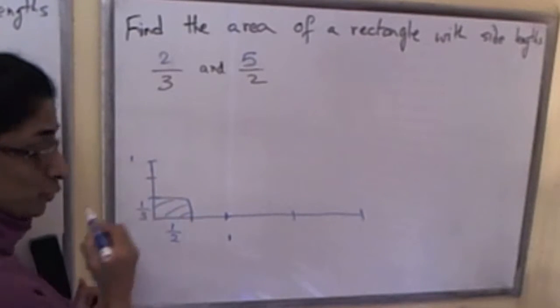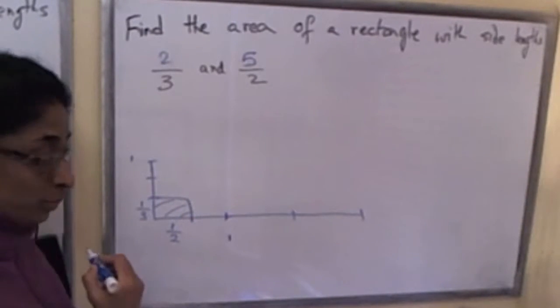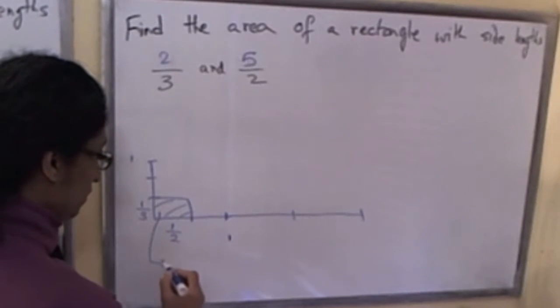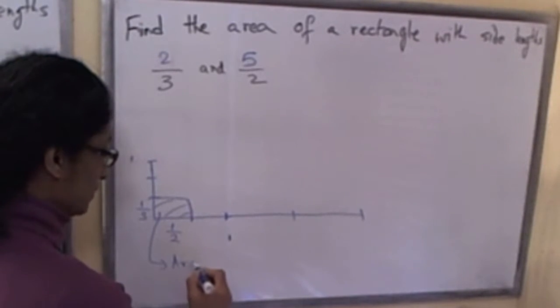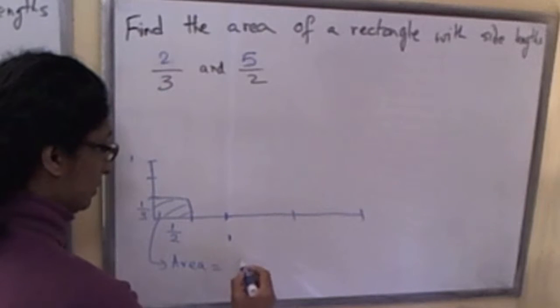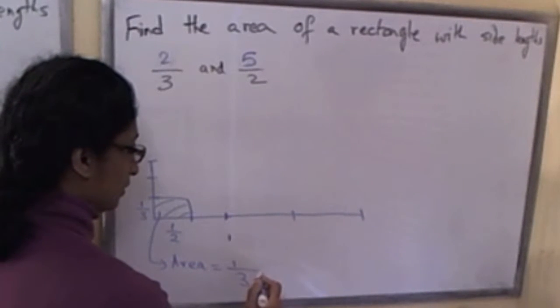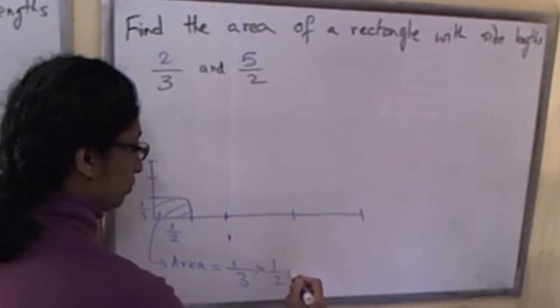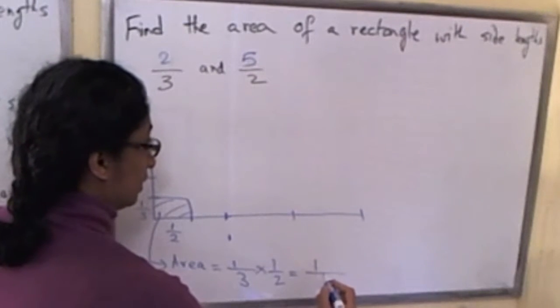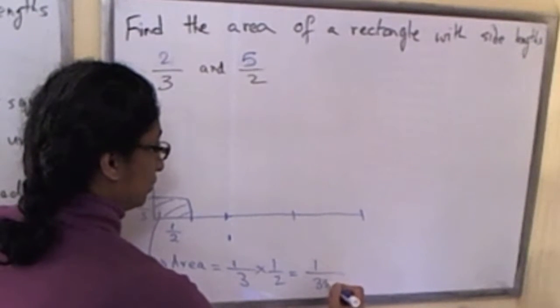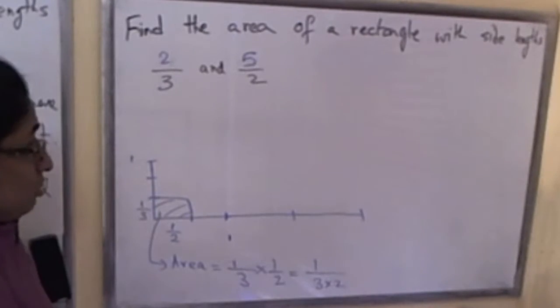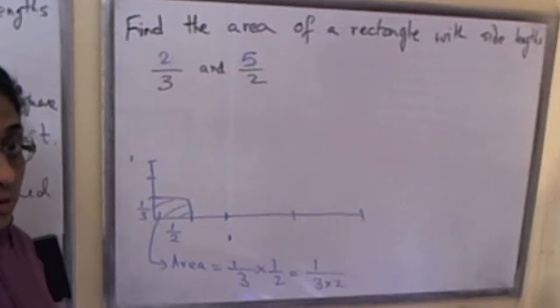We do know how to find the area of this rectangle from our previous work. So let me write that here. This guy's area is 1/3 times 1/2, which we can also write as 1/(3 times 2). So keep that in mind. Now this is how we proceed.